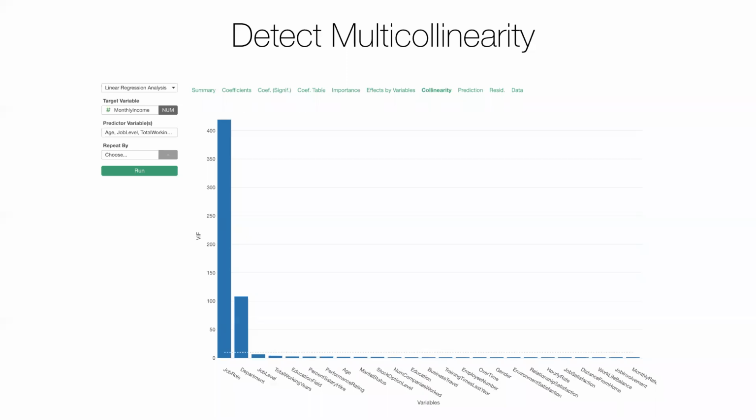Then if you have, like, monthly income and job level as predictors to predict, let's say, attrition or something like that, that will disturb the quality of your model. Anyway, long story short, now we have this collinearity tab, and under this you can see something called VIF.